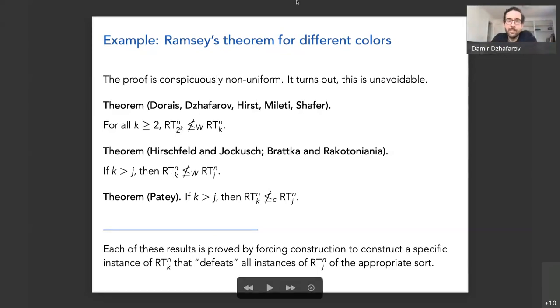So this was a series of results, but essentially this is what these are all saying. This one holds for n bigger than or equal to 1. This one also holds for n bigger than or equal to 1. This one, I should say, holds for n bigger than or equal to 2. But essentially what it's saying is that if you have Ramsey's theorem for a larger number of colors, it's not reducible to Ramsey's theorem for a smaller number of colors. It's not reducible in the sense of Weihrauch reducibility. And if n is bigger than 1, it's not even reducible in the sense of computable reducibility.